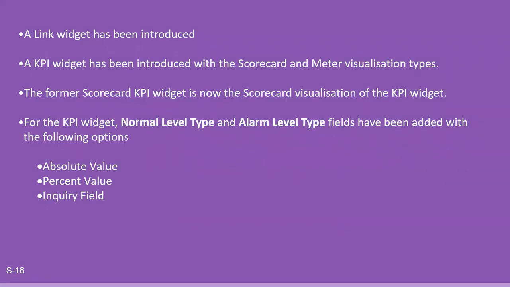In this release, a new feature called link widget has been introduced. Along with that, we also have the new functionalities of scorecards and meter visualization types. We also have normal type and alarm type added. In this, the values we can add would be absolute values, percent values, inquiry fields, etc.